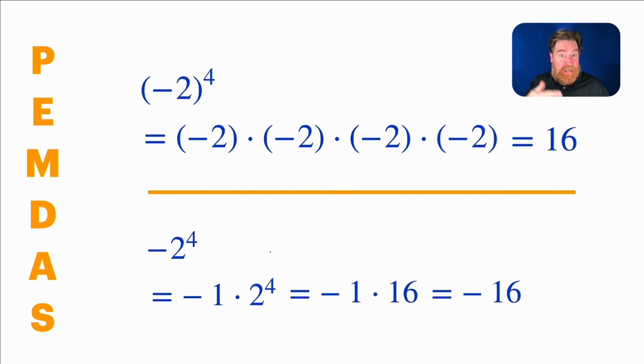So check out the results of those two. Those are clearly different numbers. In fact, (-2)^4 and the bottom expression, they're exact opposites of one another. So you don't want to mix those up. All right? Keep that straight and you'll be all set.